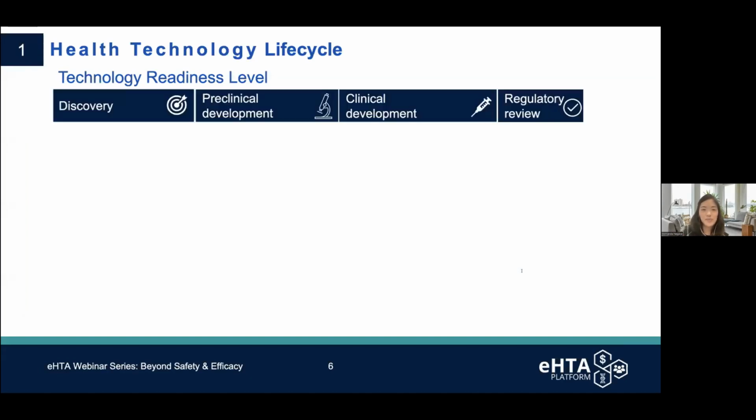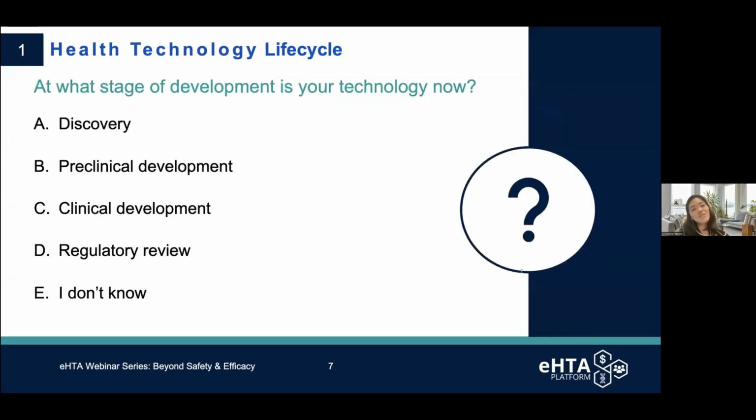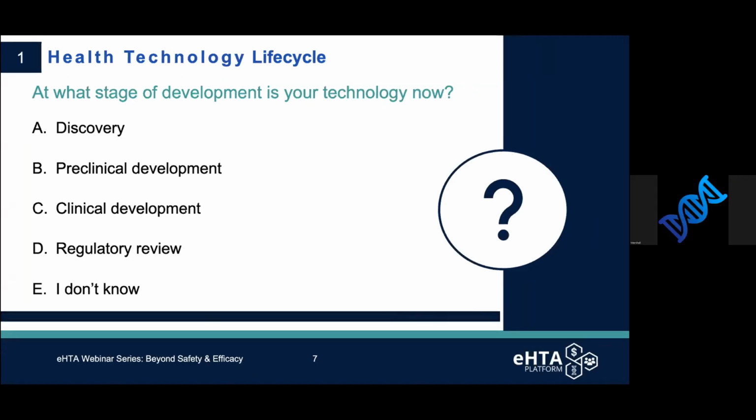So, health technology life cycle. You may have seen the technology life cycle depicted in these four traditional stages: discovery, preclinical development, clinical development, and regulatory review. Before I move on, let me ask you this question. At what stage of development is your technology now? You may see a poll coming up on your screen.